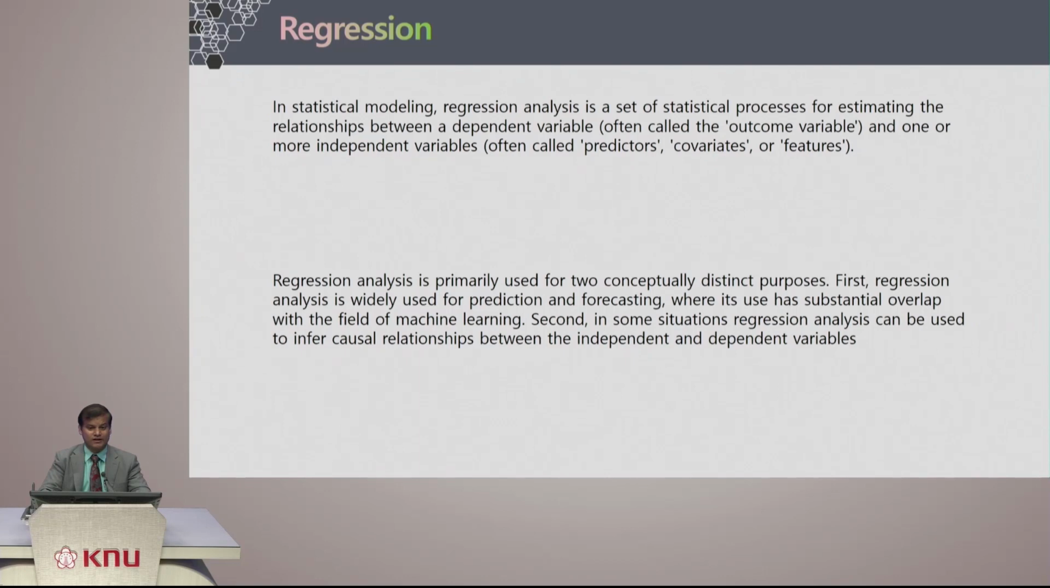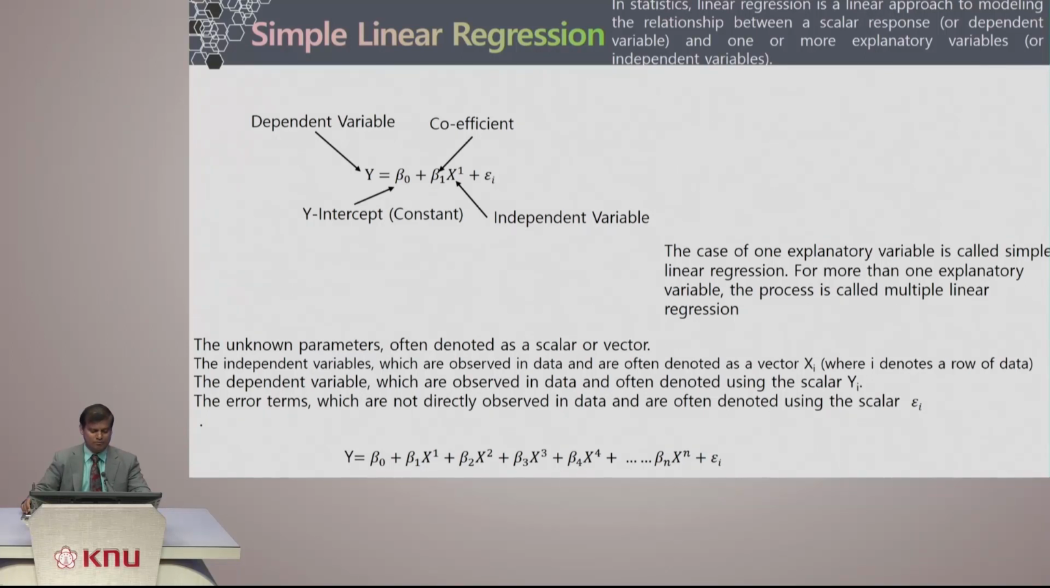Second, in some situations, regression analysis can be used to infer a causal relationship between the independent and dependent variables. We are going to see with a few examples how it is done. So this is the basic simple linear regression equation, where y equals beta naught plus beta 1 times x plus the error term. Y is the dependent variable, and beta naught is your y-intercept, which is a constant value. Then beta 1 is your coefficient, which we have to calculate in most cases, and x is your independent variable.